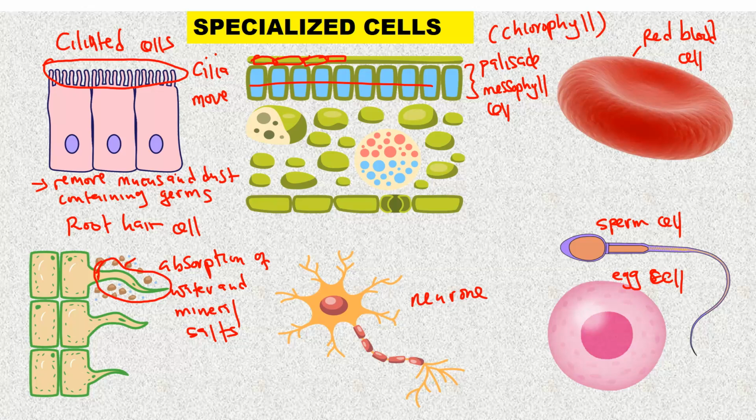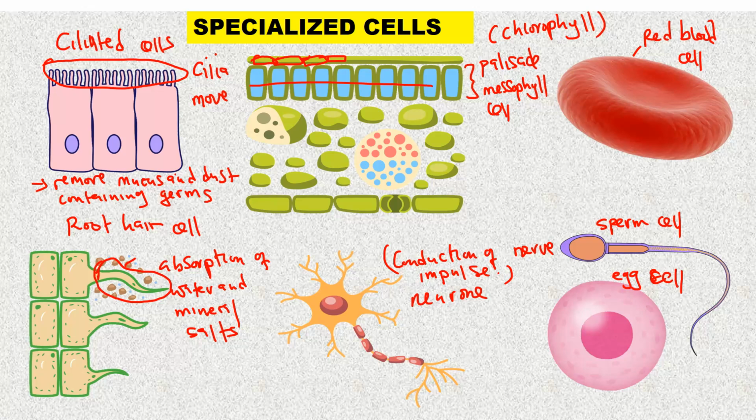Then when you talk of a neuron, the neuron is just for conduction of nerve impulse. These are the ones that make us sensitive. So sensitivity is carried out by this one. So they conduct nerve impulse. In the case, let's say you touch a hot object, you are able to withdraw immediately because the impulse is sent via neurons. So neurons are just for conduction of nerve impulse.